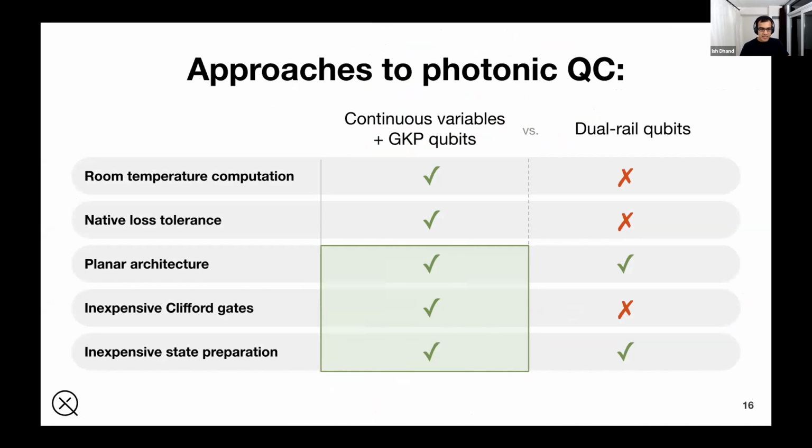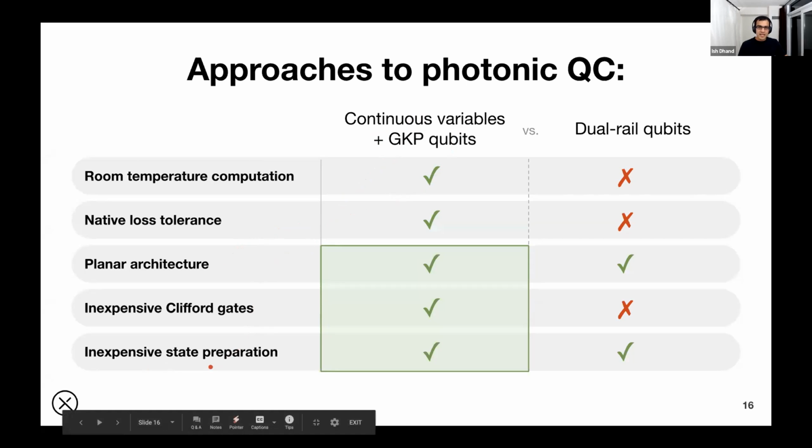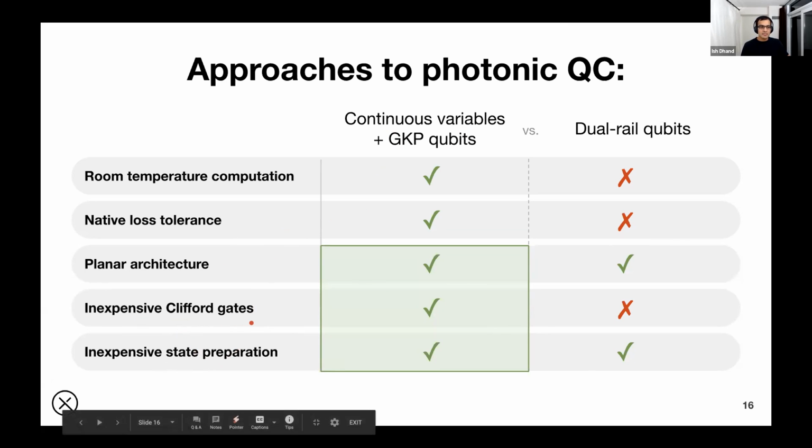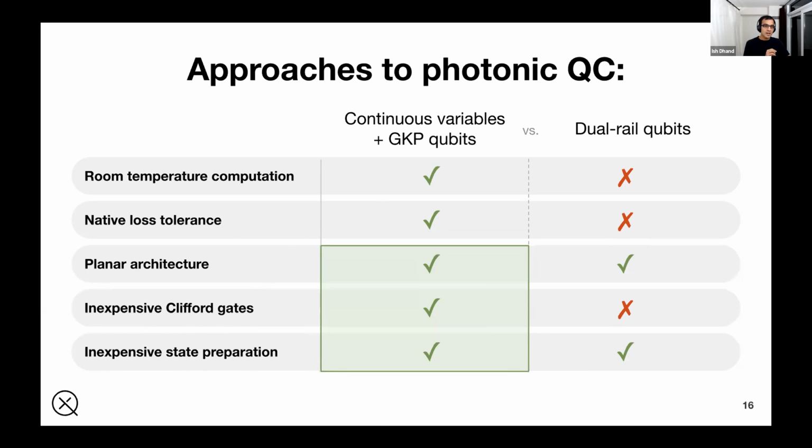Okay, so as you can see now, we have a planar architecture as well, which works for the CV plus GKP qubit approach. We have inexpensive state preparation because we don't need any unit probability GKP states. We also have inexpensive Clifford gates because earlier approaches required that every single gate consumes a GKP qubit, and this is really expensive. By swapping out some of the GKP qubits with momentum squeezed states, we actually have inexpensive Clifford gates. So putting it all together, now the continuous variable and GKP approach looks quite promising, but we're not done yet.